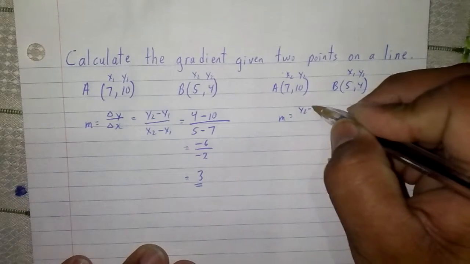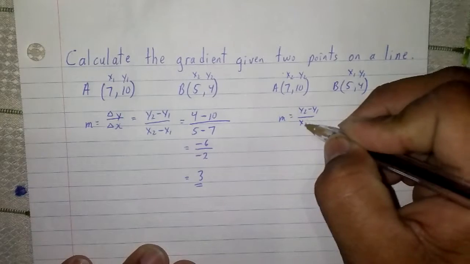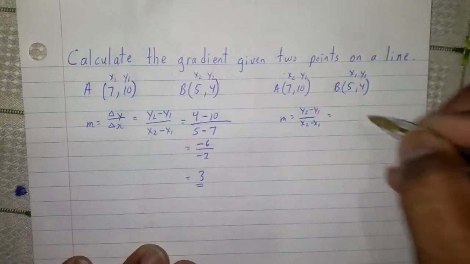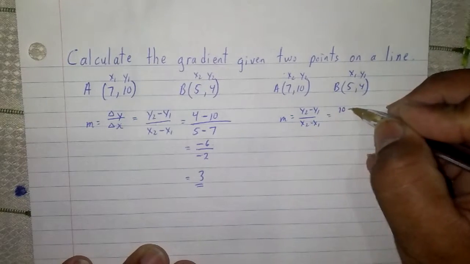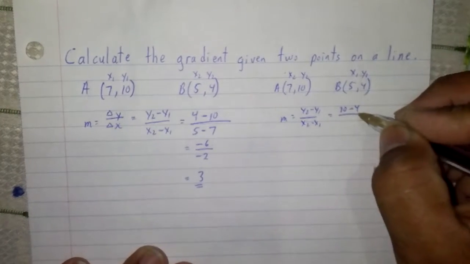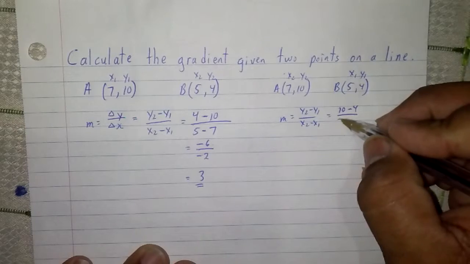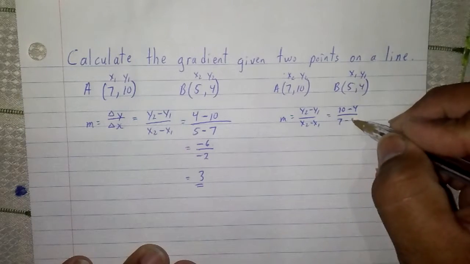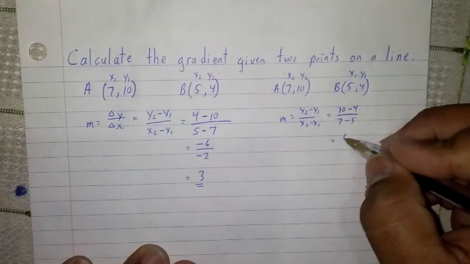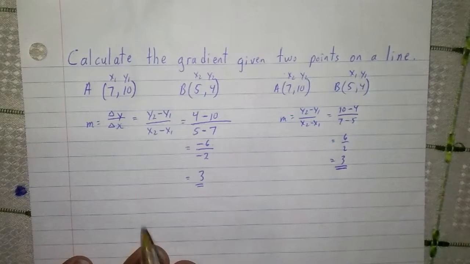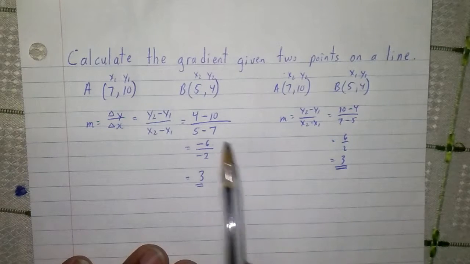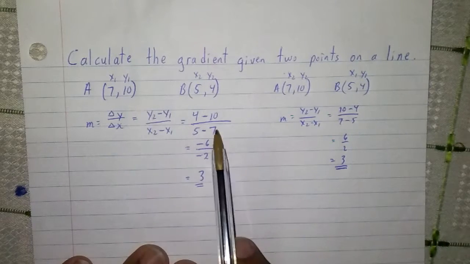Now remember, we simply change the position so that we can prove it. y2 is 10, y1 is 4, over x2 which is 7, x1 which is 5. This gives us 6 over 2, which is still 3. So it concludes that it is true. Now be careful when you substitute them.